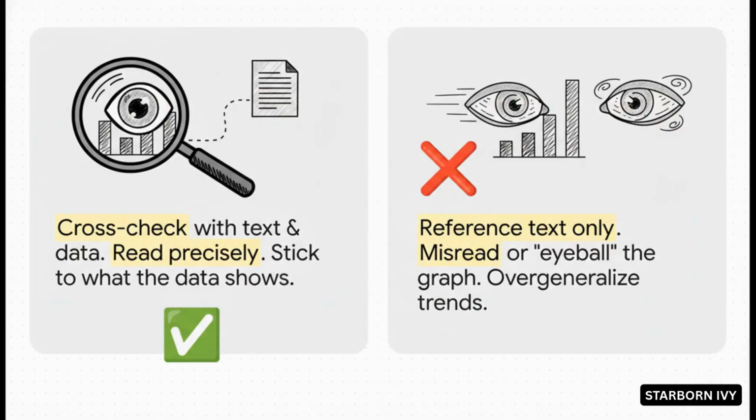So just think of this as your mental checklist. You always want to be on the do this side, right? You're cross-checking everything. You're reading the data with precision, and you're only sticking to what the evidence actually shows. What you're avoiding are the common mistakes: looking only at the text, just glancing at the graph, or making big, sweeping statements that the data doesn't actually back up.